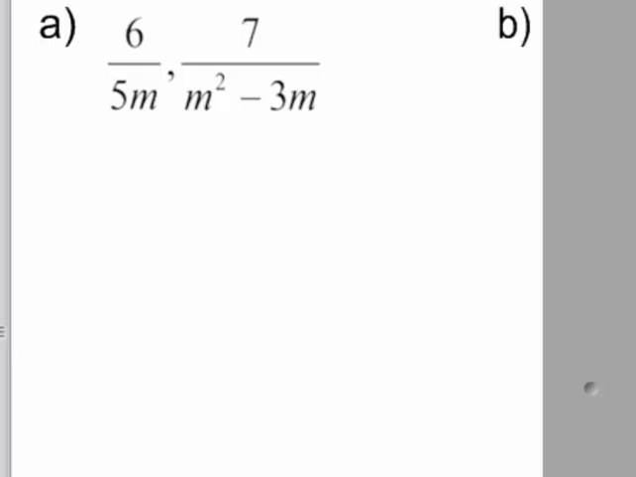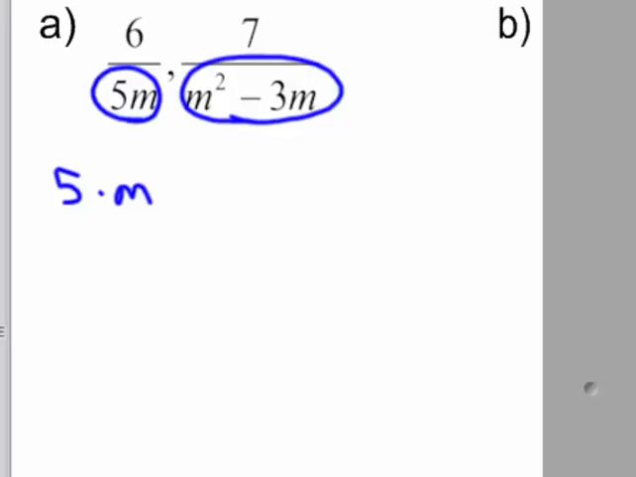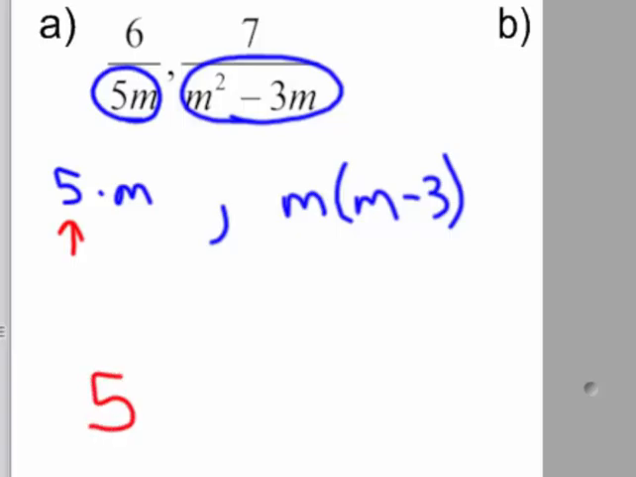So then we move on and we look at expressions here. I look at the bottoms here. I have 5m, I have m squared minus 3m. So 5m I can think of as 5 times m. m squared minus 3m, I'm going to take out an m and then write m minus 3. Now again, the common denominator has to have all of these elements in it. So I know, if I look at the first one, it's going to have a 5. I know it's going to have an m in it. Now look at the second one. Are there any repeats? Yep, I already have the m, so I don't need another one here.